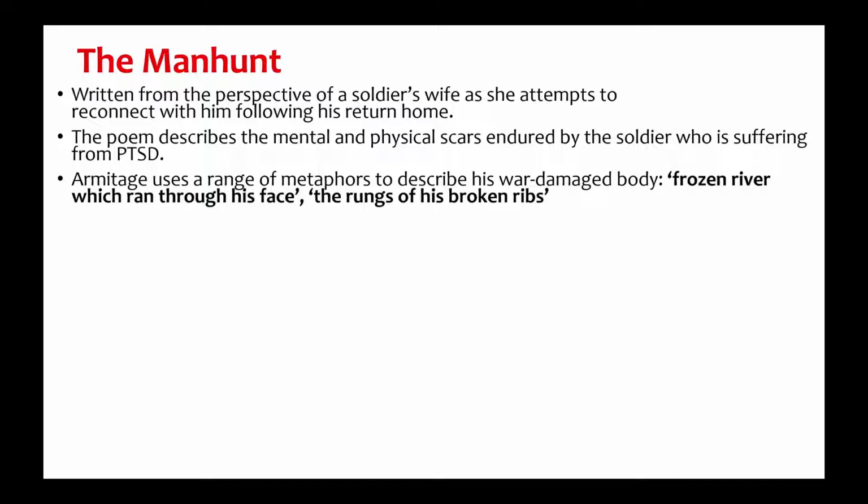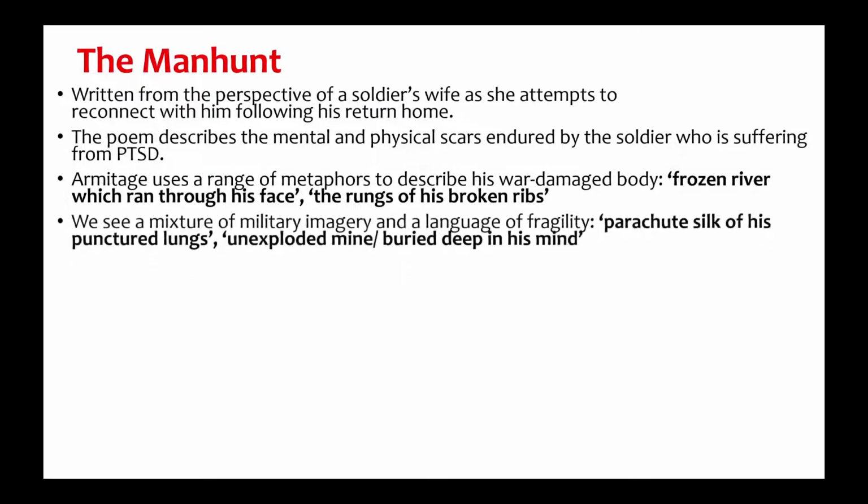So, for example, we have this line about the frozen river which ran through his face, which is clearly a metaphor to describe a scar. We also hear of the rungs of his broken ribs. And throughout the poem, we see a mixture of military language, but also a language of fragility and delicacy. So, for example, this line about the parachute silk of his punctured lungs. This combines both military language and language of fragility and delicacy, because silk is something that's easily broken.